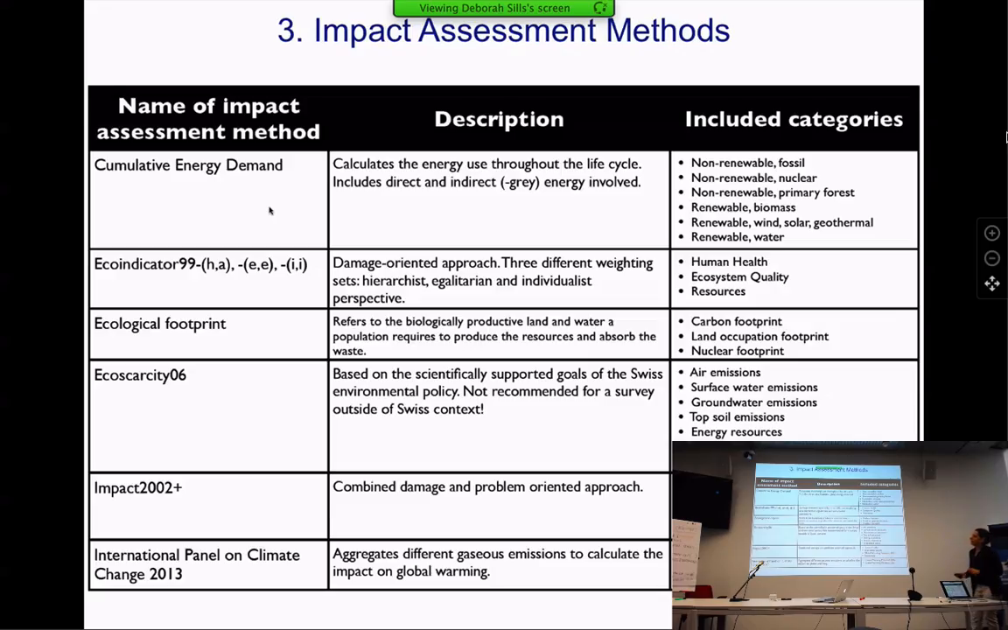All right. So here's a list of impact assessment methods. I often use Impact 2002 Plus because I can look at the midpoints, like I showed you, but I also get 4 endpoints: human health, ecosystem quality, global warming potential, and resources. And this should actually say 100, not 500. That's a typo. I'm sorry.